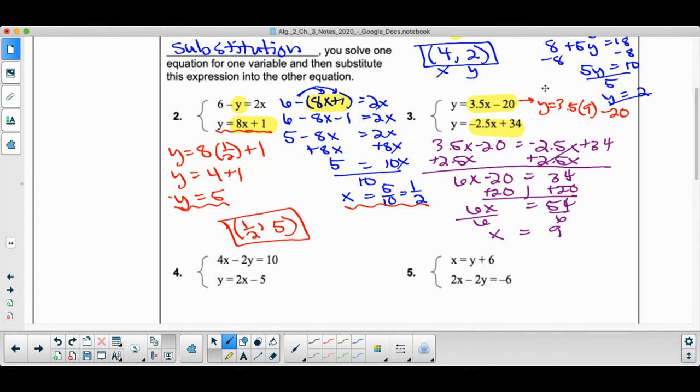3.5 times 9 is 31.5 minus 20 is 11.5. So y equals 11.5. So now we have a y value and an x value. So our final answer, where these two lines intersect, is at the coordinate point (9, 11.5).